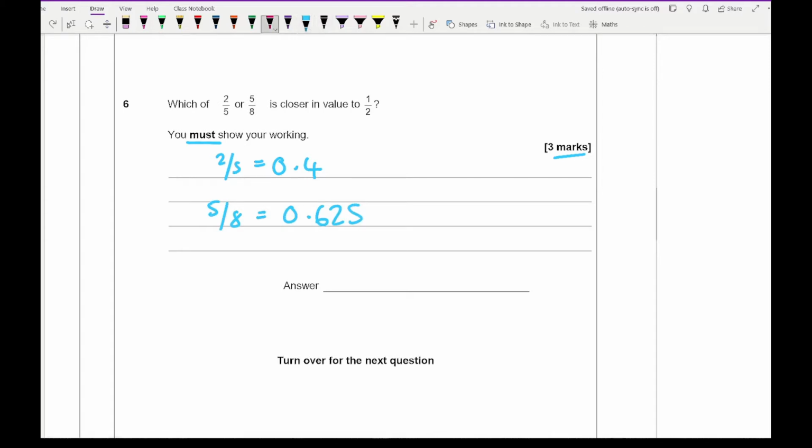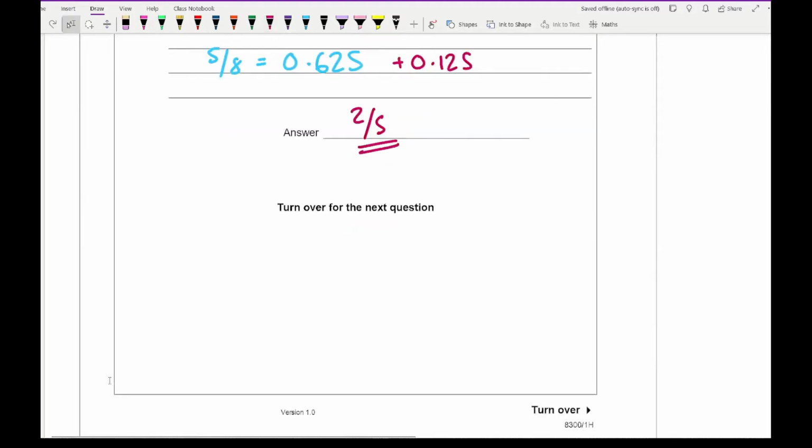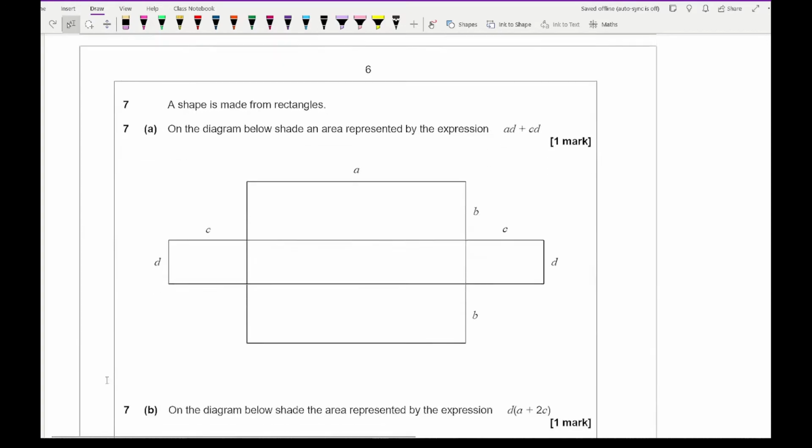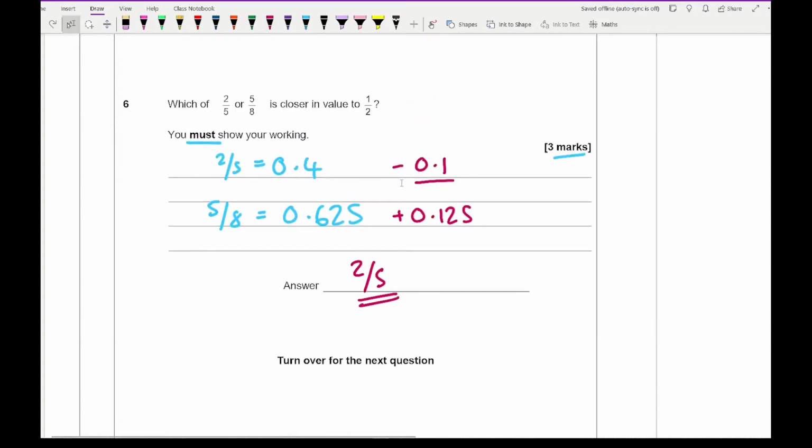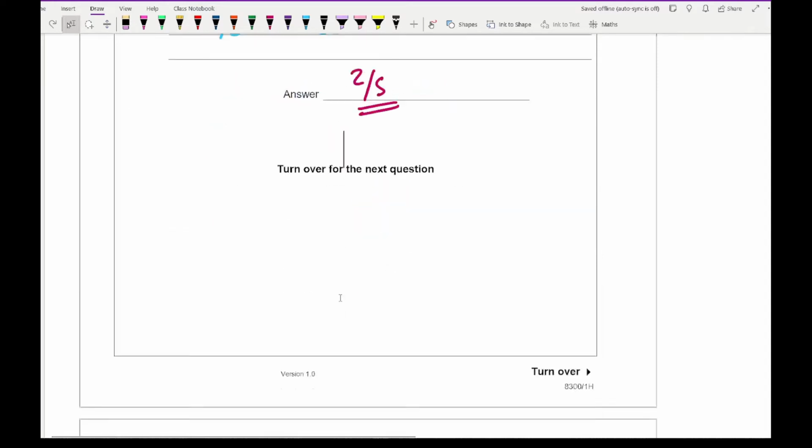Now from this we can see that this is minus 0.1 away and this is 0.125 away. Now the plus and the minus doesn't make a difference, but we're just going for which is the smaller digit, which is 0.1, so that means that 2/5 is closer to a half. Then moving on to question 7. Now one other way that you could do that is to get a common denominator with all 3 fractions, and so show which one is closer to the half.